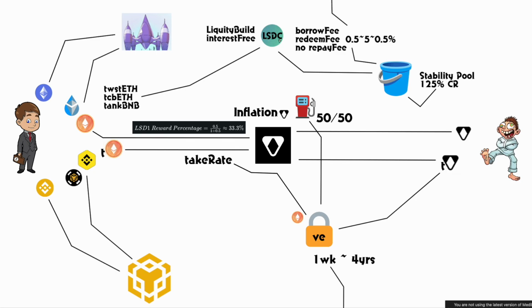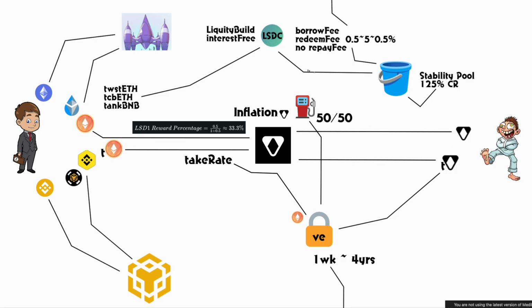You can take your LSDC, stick it in the stability pool, and you can earn several things. So it says in the docs that you will earn some of these borrow and redemption fees. However, it also says that it's 100% going to the VE locker. So I assume that's a typo somewhere in the docs, and that probably some of it will go here and some of it will go there.